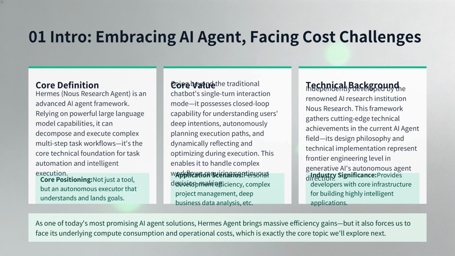First, let's get to know the protagonist, Hermes Agent. It's an advanced AI agent framework developed by Nous Research. Simply put, it's not a simple chatbot, but an automation assistant capable of autonomously completing complex tasks. Its powerful capabilities make it shine in personal development, project management, and other fields, but at the same time, it brings a severe challenge.